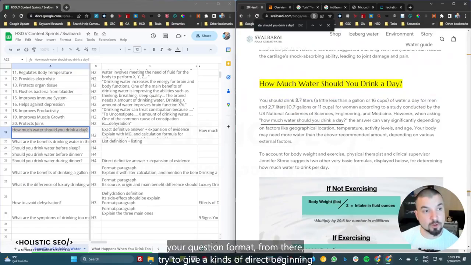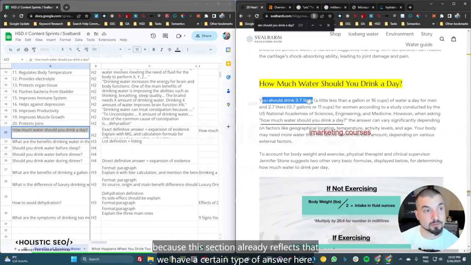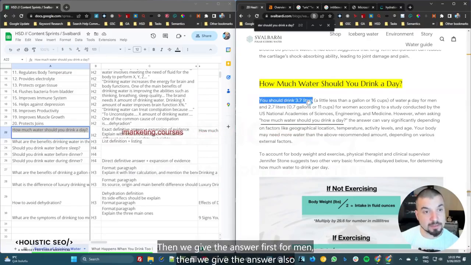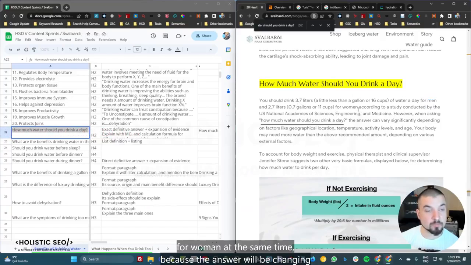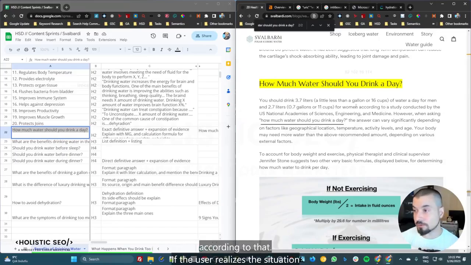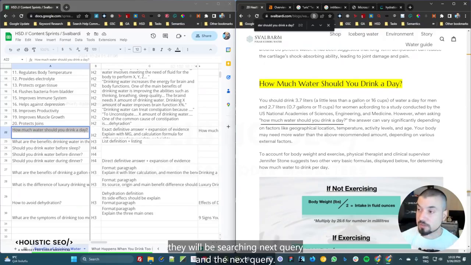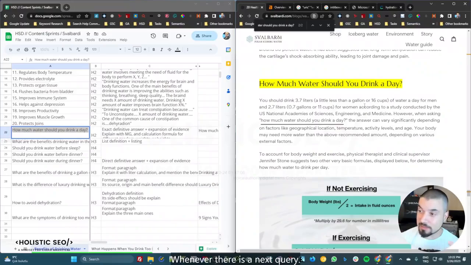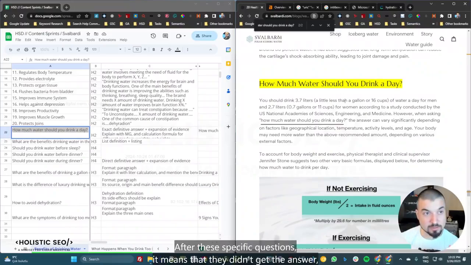Once you protected your question format, from there, try to give a kind of direct beginning, because this section already reflects that we have a certain type of answer here. Then we give the answer first for men, then we give the answer also for women at the same time, because the answer will be changing according to that. If the user realizes these specific different answers, they will be searching the next query and the next query. Whenever there is a next query after these specific questions, it means that they didn't get the answer, which means that search engine will be looking at more diverse questions.